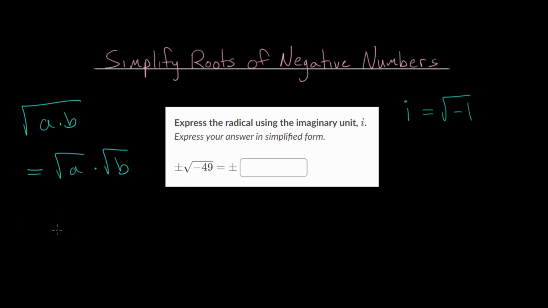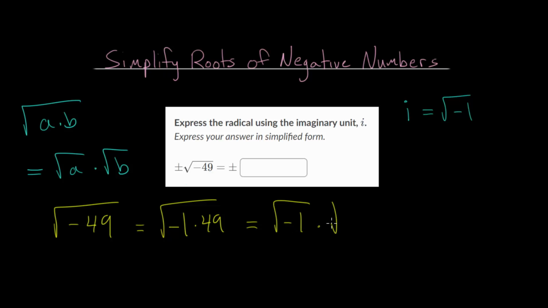So for starters, if we take the square root of -49, we can rewrite this as the square root of -1 multiplied by 49. And since we now have a product here, we can rewrite this as a product of two square roots. So we have the square root of -1 multiplied by the square root of 49. And we know the square root of -1, we've defined that as i. That's the imaginary unit. So we're just going to replace that with i. And now we have i multiplied by the square root of 49.